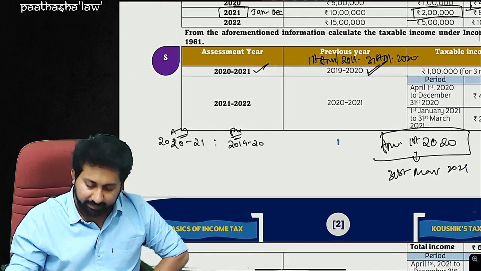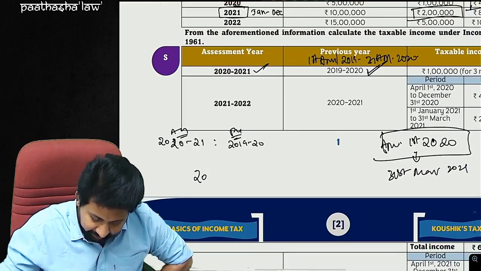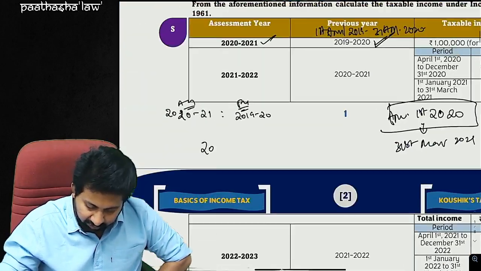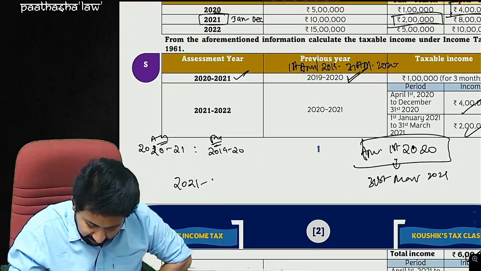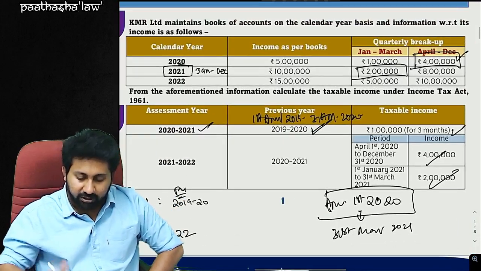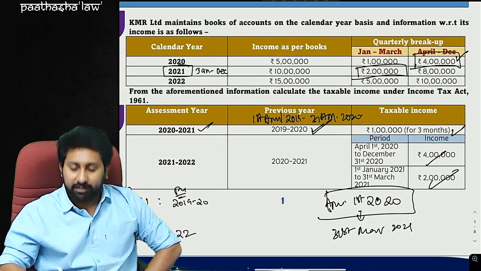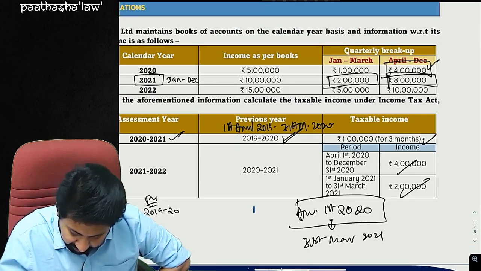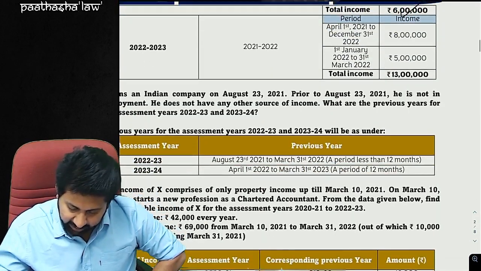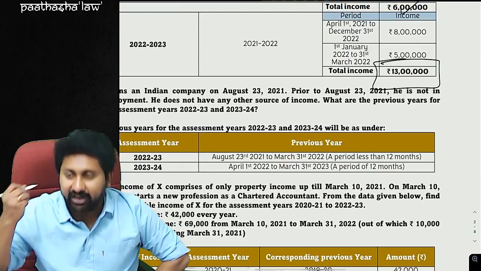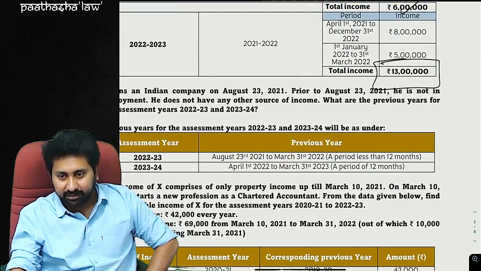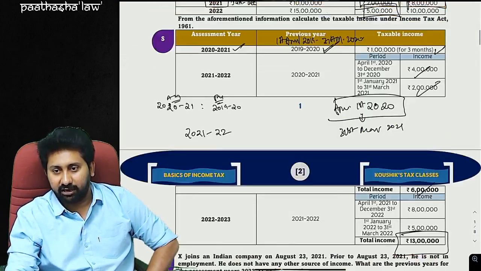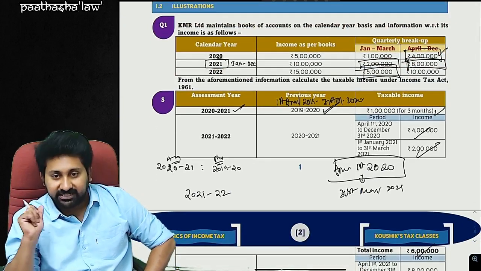For assessment year 22-23, the previous year will be 21-22. In 21 it is 8 lakhs and in 22 it is 5 lakhs. 8 lakh and 5 lakh, 13 lakh will be assessed to tax. This is how you need to understand. Clear? Hopefully everyone understood this illustration as well.